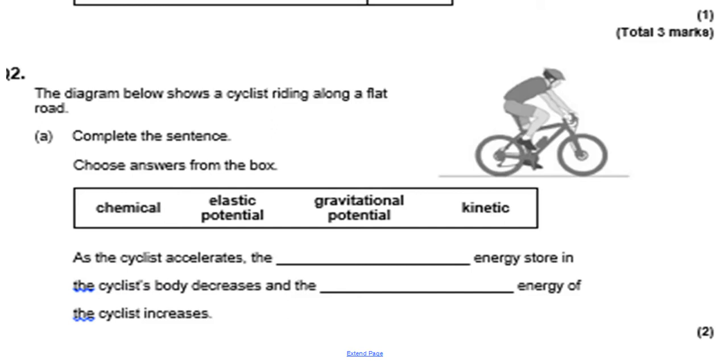Right, then we've got a cyclist riding along a flat road. Okay, we've gone into a little bit of your forces topic here, which you'll come across, but as a cyclist accelerates, it's the store that's in his body, which is going to be chemical, that decreases. He uses up chemical energy, and he's making himself go faster, so his kinetic energy is increasing. So that's some stuff from elsewhere in the energy topic. Right, he's using up his energy, transferring it to movement, off he goes.